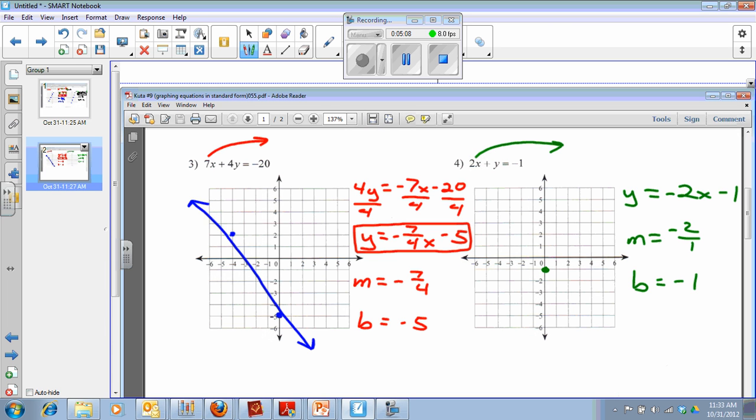Start at my y-intercept at negative 1. Remember, I want a negative 2 slope, so I go up 2. I've got to go back 1, up 2, back 1, up 2, back 1, or I could go down 2 over 1, down 2 over 1. Connect those dots, and I've graphed that line.